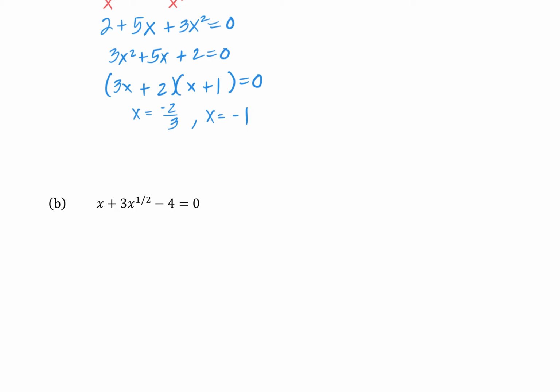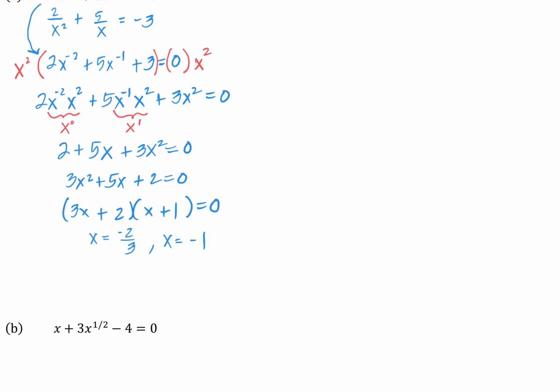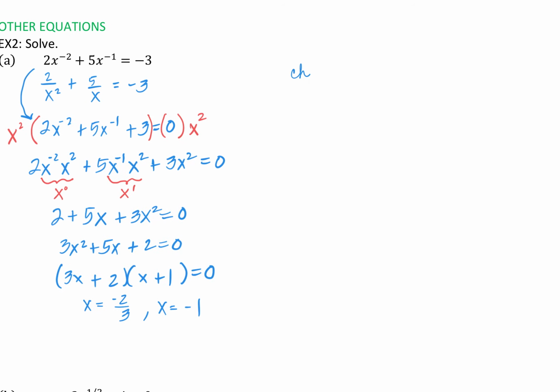And when I check those solutions, maybe I'll just plug it in a calculator to check. This is going to be tedious. It's going to be 2 times negative 2/3 to the negative 2 plus 5 times negative 2/3 to the negative 1. And the question is, is that equal to negative 3? So when I put this in a calculator, I have 4.5 plus a negative, so minus 7.5. And it checks out. So the negative 2/3 does work.